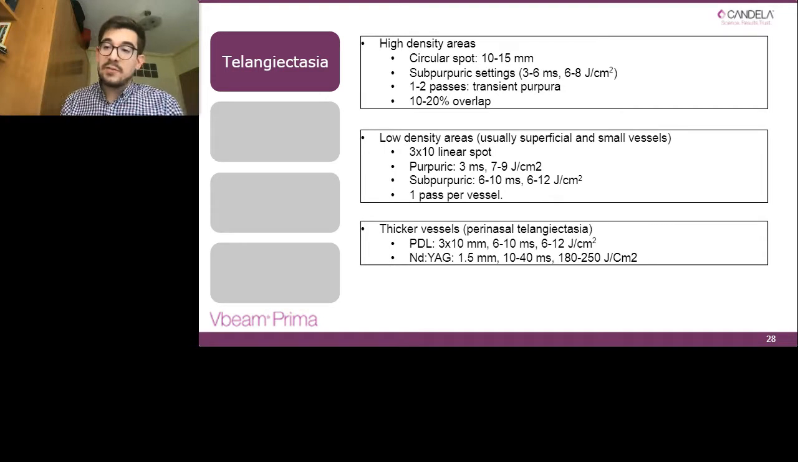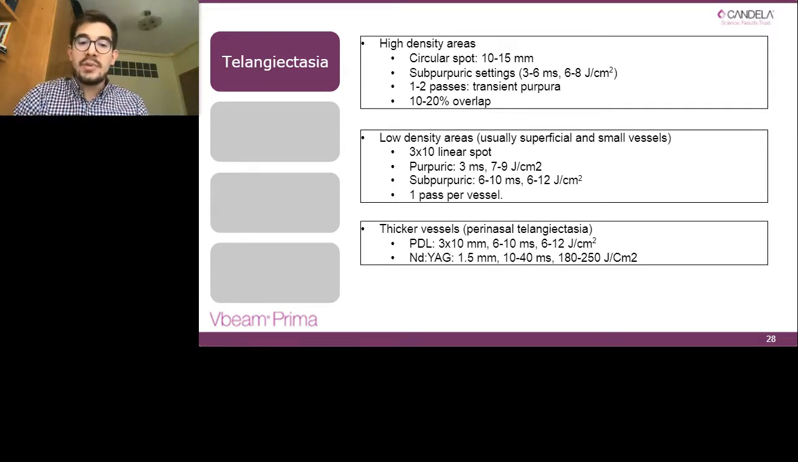Using very thick vessels, for example, the vessels around the nose, depends on the depth that you see of this vessel. When they are more superficial, the small ones, I prefer to use the PDL with a 3 by 10 millimeter spot. But when they are thicker, deeper vessels, I prefer to use the Nd:YAG. I use the small spot that I've got, which is the 1.5, because it's going to be more superficial but deep enough to treat these vessels without causing any scarring or blisters.